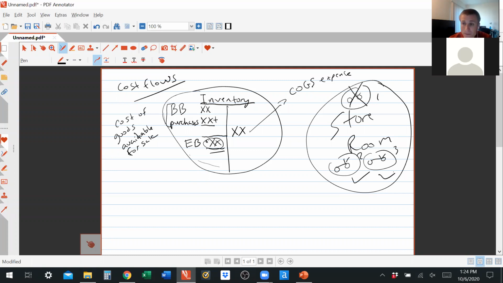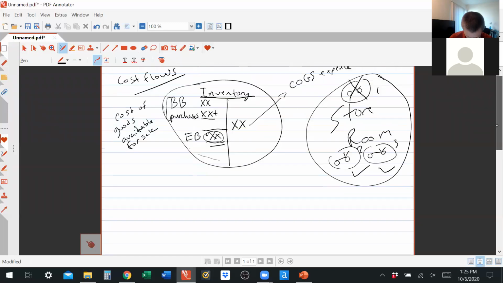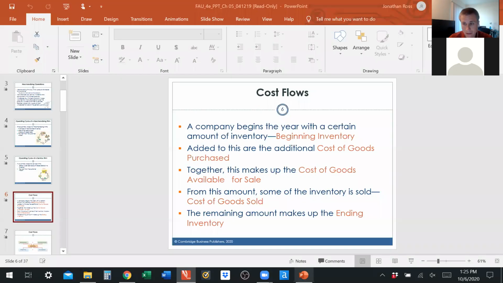We have a question. Let's take a look. Nicole asks, do you put the price you buy the inventory for or sell it for? In the inventory account, it's all about prices that you bought it for, not prices you sold it for. Nicole, hopefully that answers your question. So that's what we have going on here.